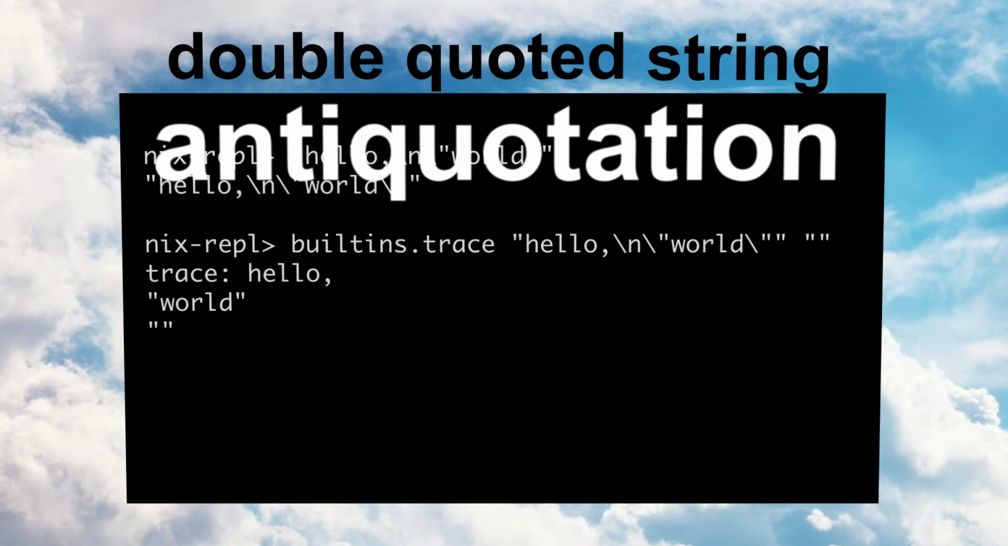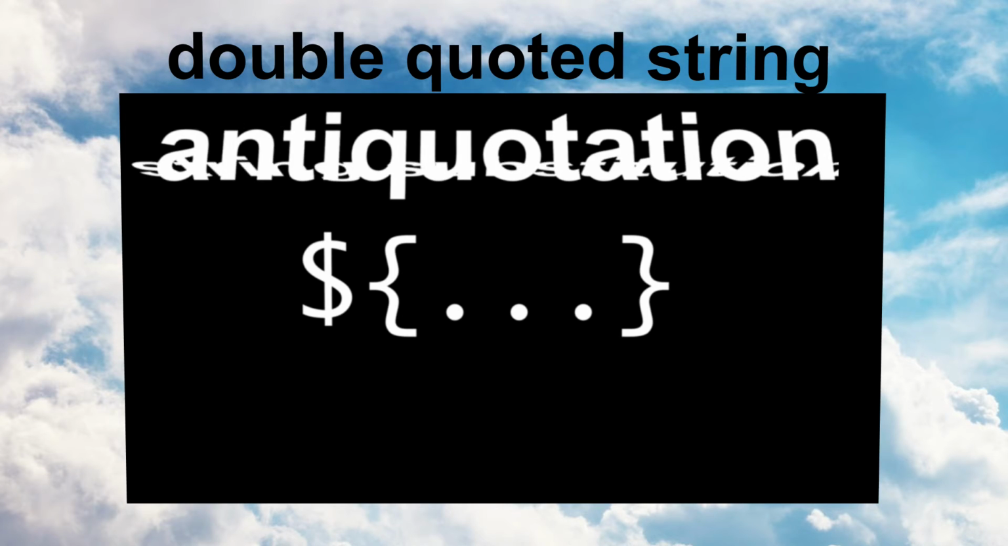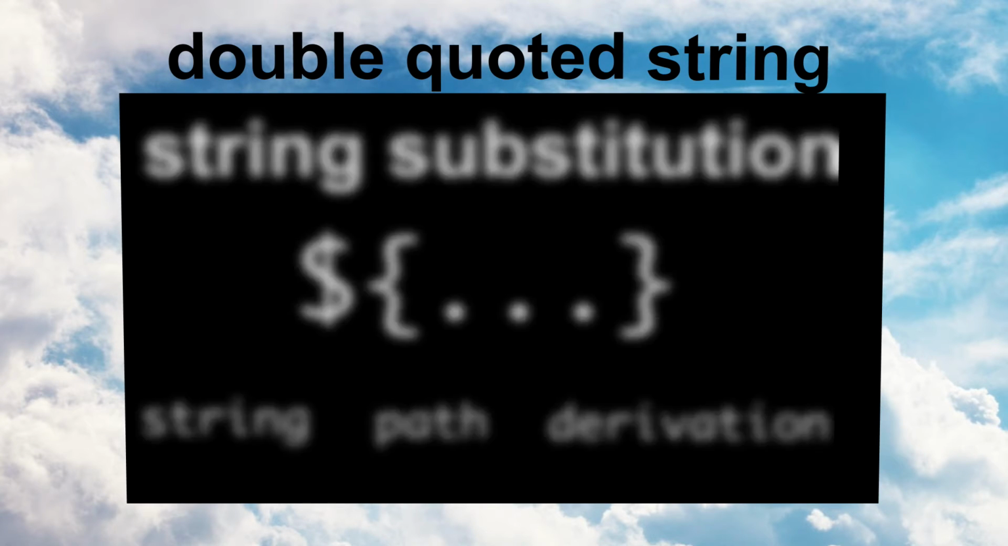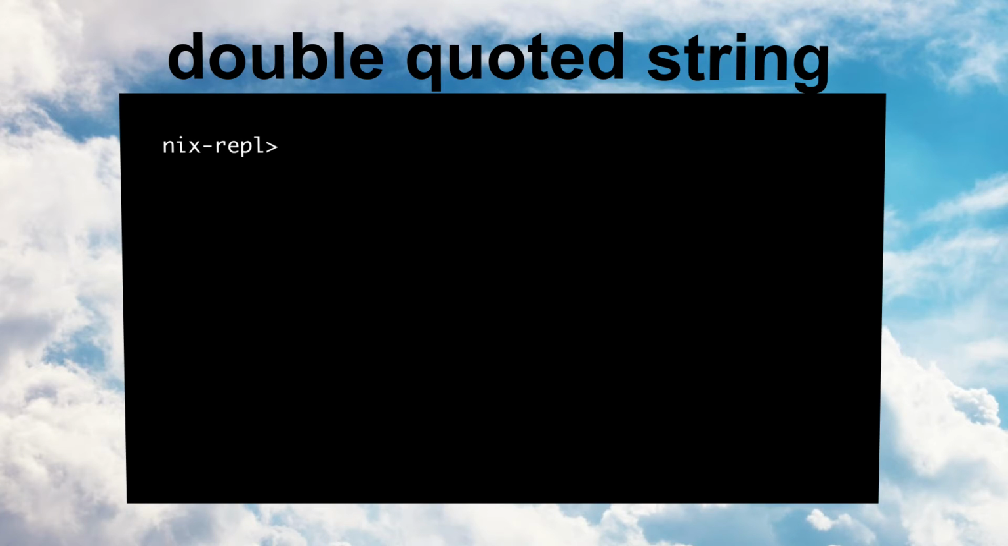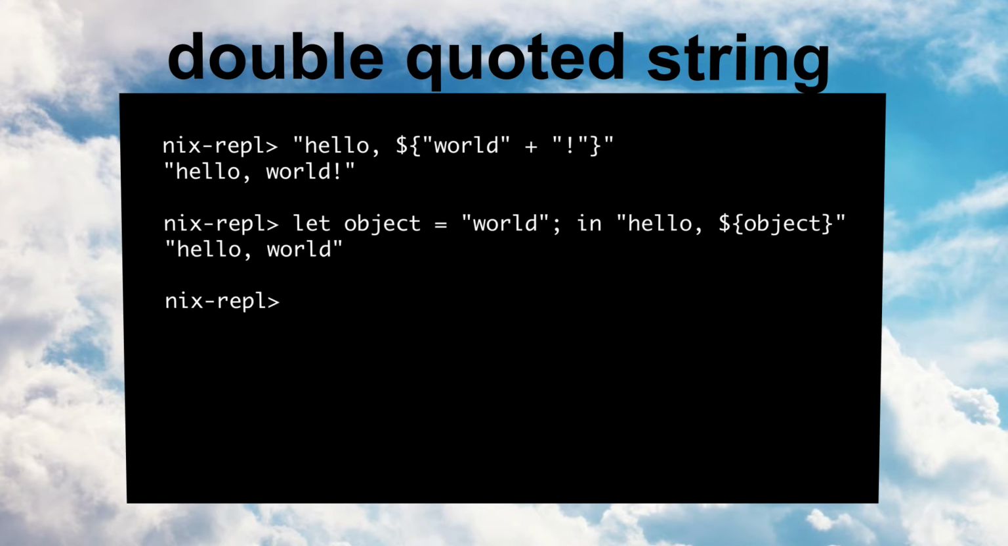In a string, the $curly brace syntax is used for anti-quotation. In this context, anti-quotation is really just a fancy word for string substitution. The expression inside is any expression which evaluates to a string, path, or derivation. For example, while there is no reason to, we could write hello world like this. In practice, it would be more common to see anti-quotation used with a variable. We will cover let expressions later.